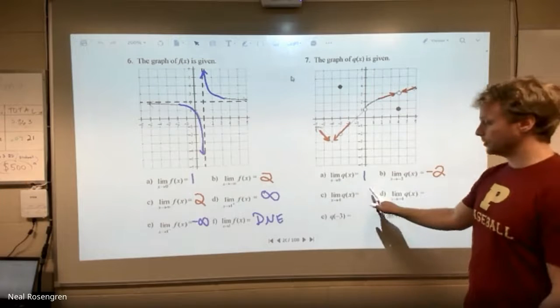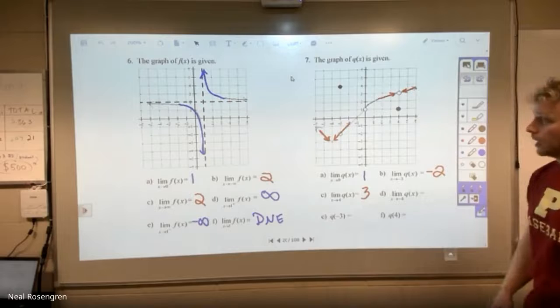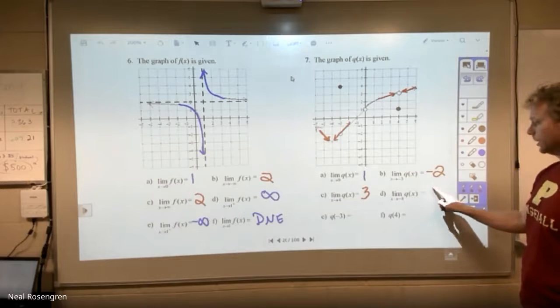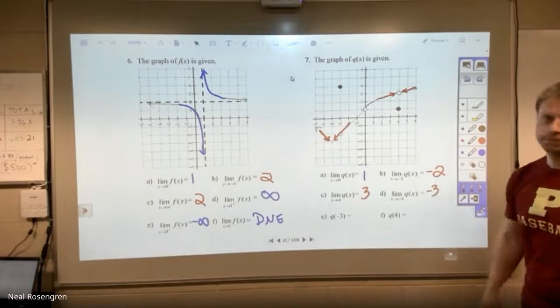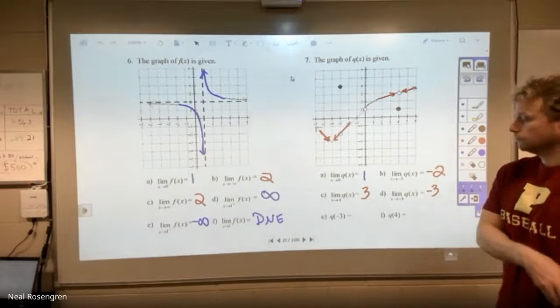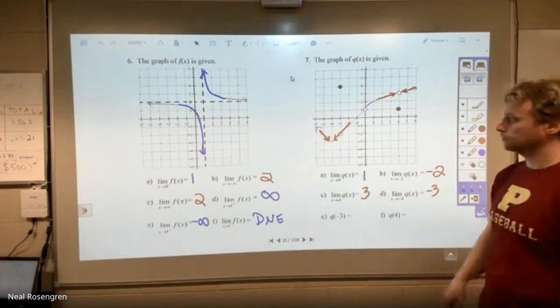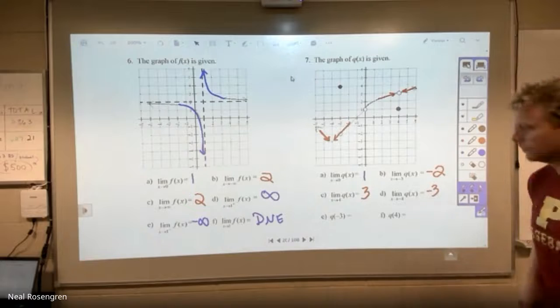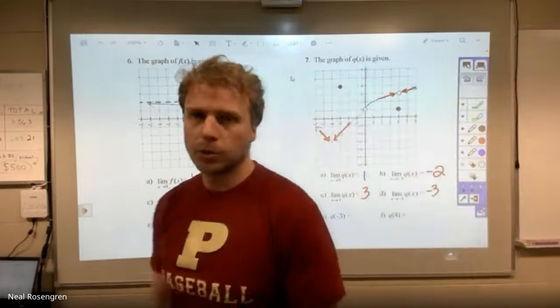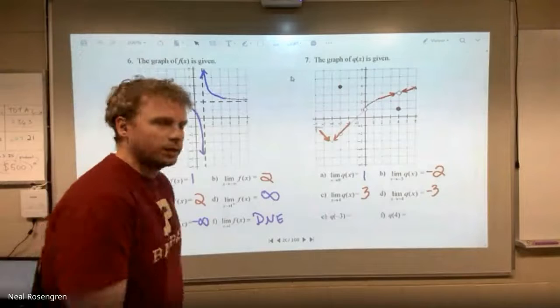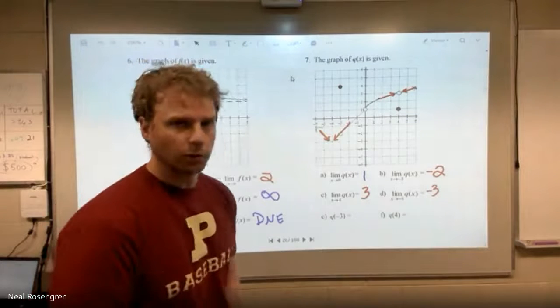So hopefully for C, you said 3. And hopefully for D, you said -3. And then for E and F, there's no limits there, right? It's just what is Q of -3? What is Q of 4?